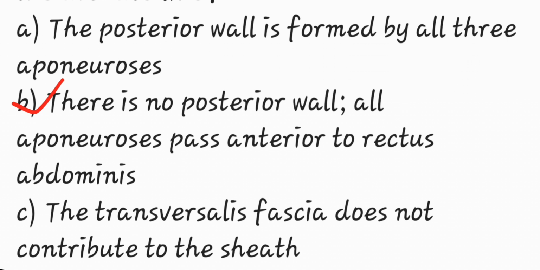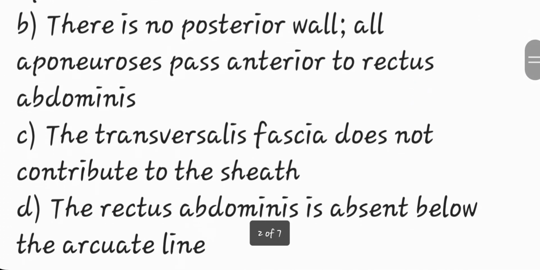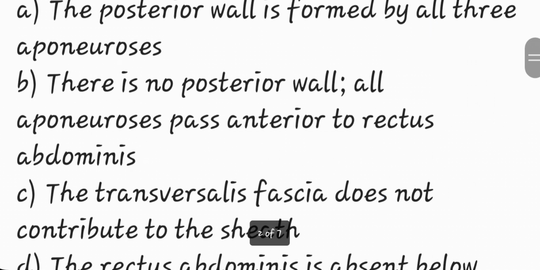Option C, the transversalis fascia does not contribute to the sheath. Actually, transversus abdominis contributes. And option D, the rectus abdominis is absent below the arcuate line. Actually, the muscle is present all over. The rectus sheath's posterior wall is absent below the arcuate line, but the rectus abdominis muscle is present. So the option is B, there is no posterior wall. This is the only option which is true.